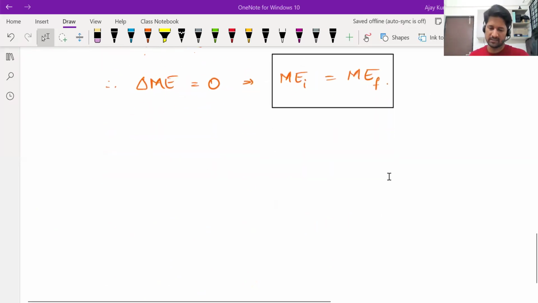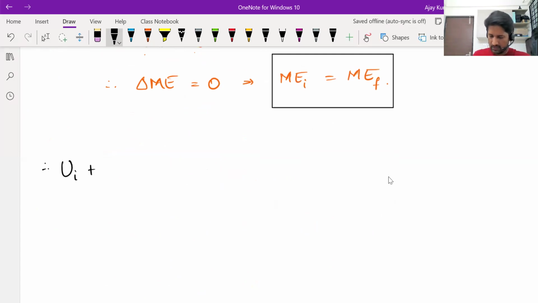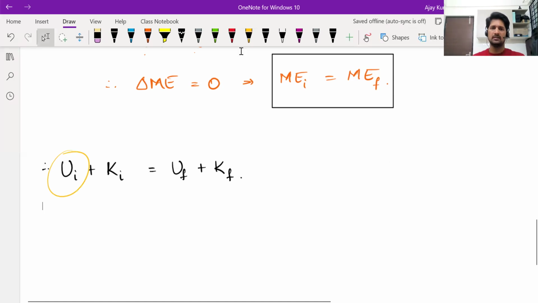Now, how do we apply this? Initial mechanical energy is equal to final mechanical energy, meaning initial potential energy plus kinetic energy is equal to final potential energy plus kinetic energy. Listen carefully. You should get the thought of when to apply mechanical energy conservation. One of you tell me, on what factors generally does potential energy depend? Pawan, you tell.